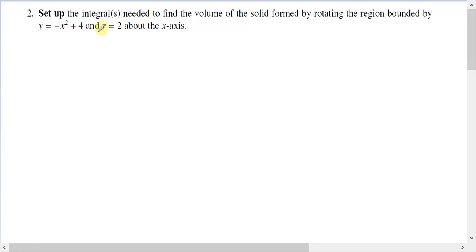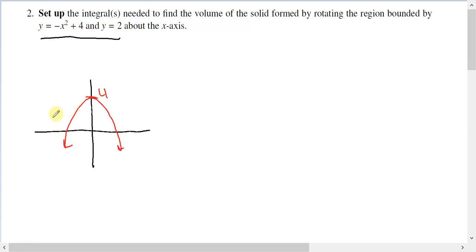We're finding a volume by taking the region formed by these two curves and rotating that region around the x-axis. So let's draw the graph of this. We've got y equals minus x squared plus 4. Well, minus x squared is an upside down parabola, and then I shifted up 4 units. So it's something like that.